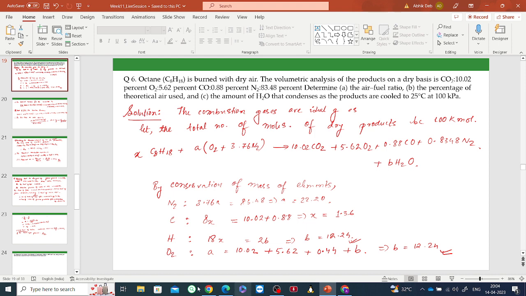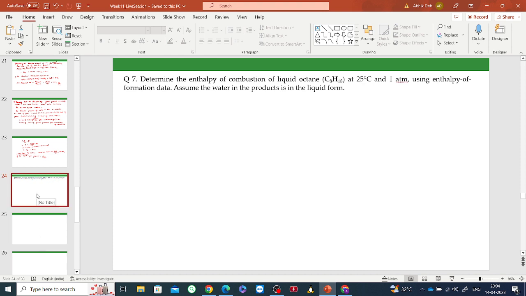So for all the components on the product side and all the components on the reactant side, there will be some enthalpy of formation. The total enthalpy of formation of the products minus the total enthalpy of formation of the reactants will give the enthalpy of combustion. Okay, so what do we need to do here?